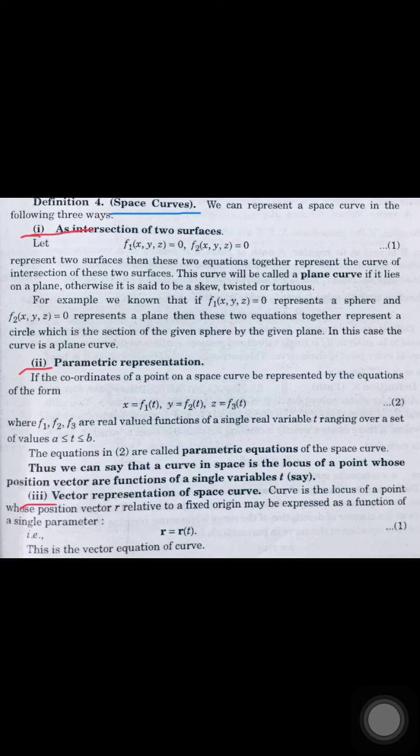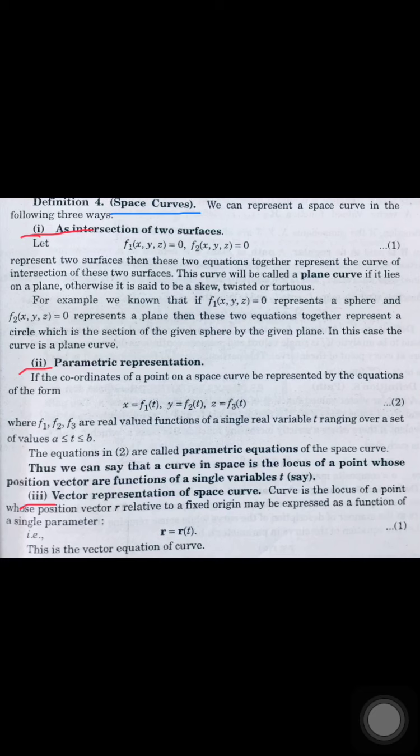A curve is called a plane curve if it lies on a plane. Otherwise it is said to be a skew, twisted or tortuous curve. Taking an example, let f1(x,y,z) equals 0 represent a sphere and the second equation represent a plane. Then these two equations together represent a circle, the intersection of the sphere and the plane. In this case the curve is a plane curve because the circle lies in the plane.